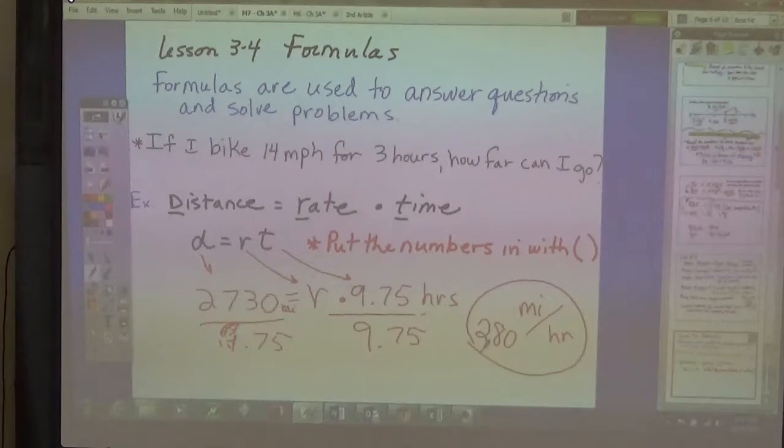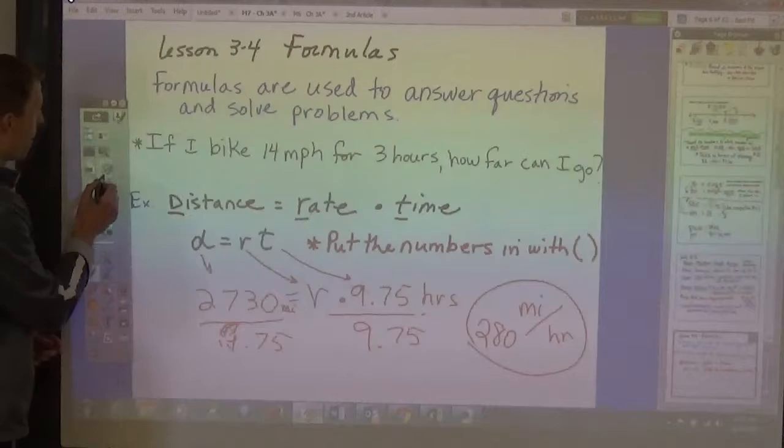So, when it's the 280 miles per hour, is that an R or an N? Because it looks like N. It says miles per hour. So, what would it be? Miles per hour. It would be an R. Correct. Good.